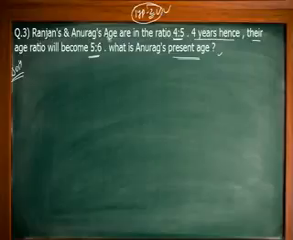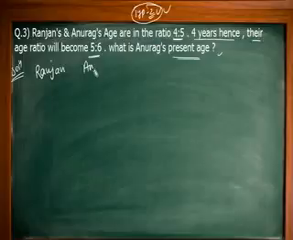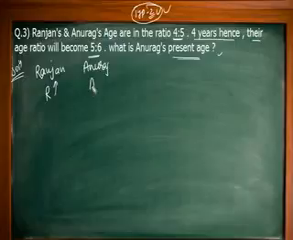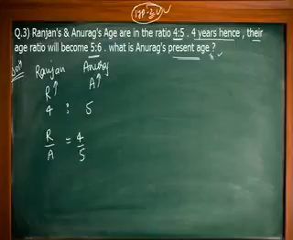Okay, see, there are basically two persons. First one, that is Ranjan, and the second, that is Anurag here. R denotes Ranjan and A denotes Anurag. The ratio of R and A is given, that is 4:5. So R divided by A will be 4:5. 4 year hence their ages will become 5:6.